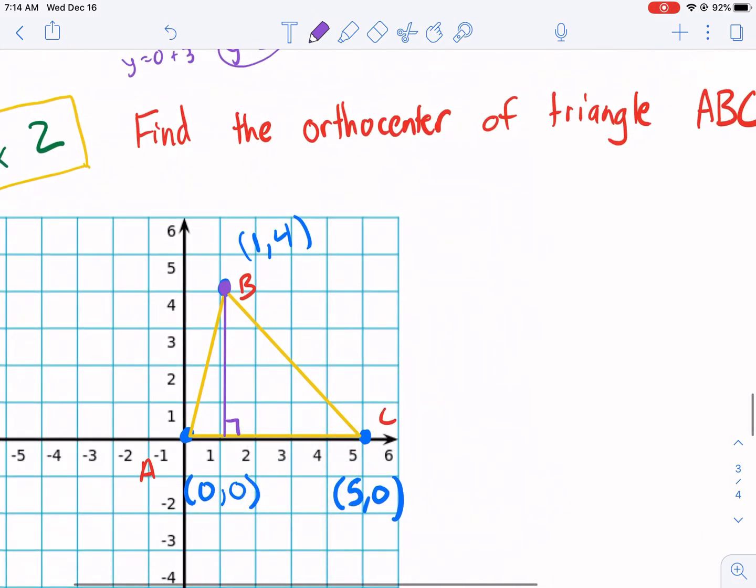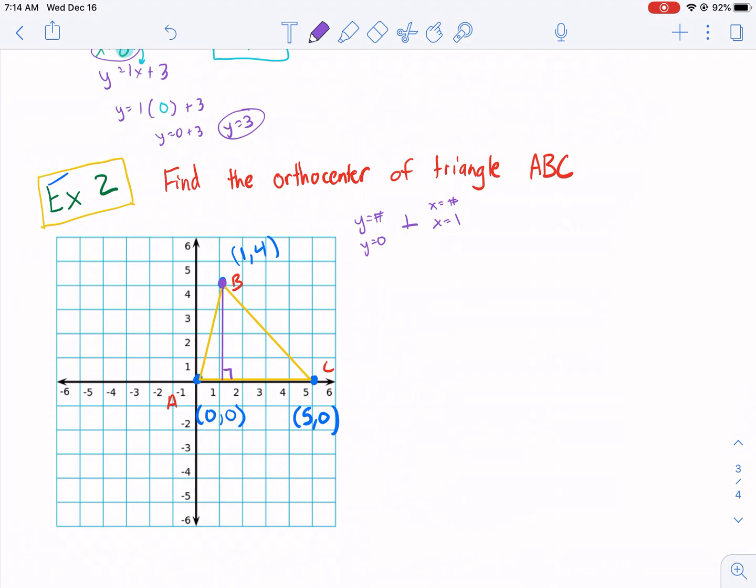This one we don't have to find the equation of the opposite side, because y equals a number. Y equals 0 is going to be perpendicular to x equals a number, in this case, x equals 1. So we already have one of our equations. Our first altitude equation is x equals 1. We got our first one done. Now we just need one more.